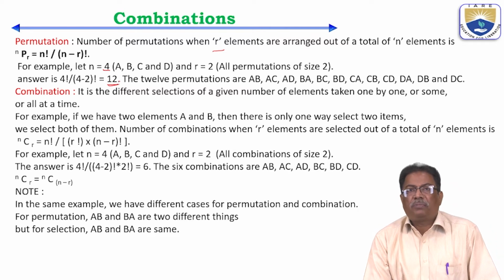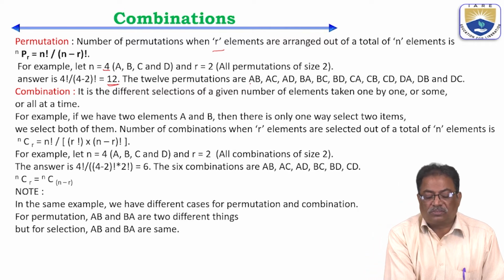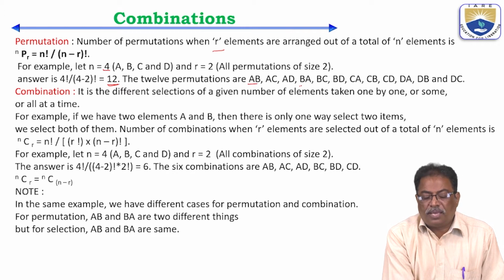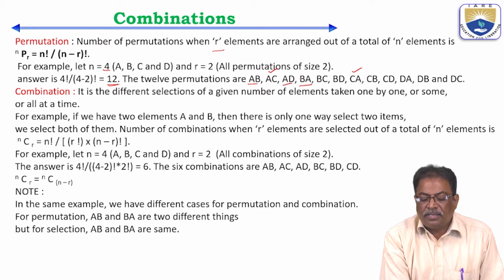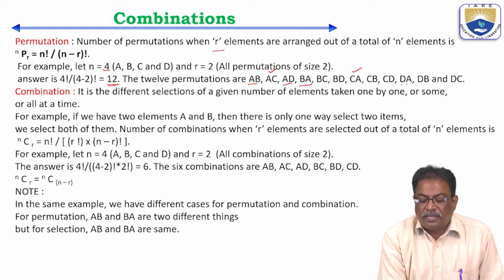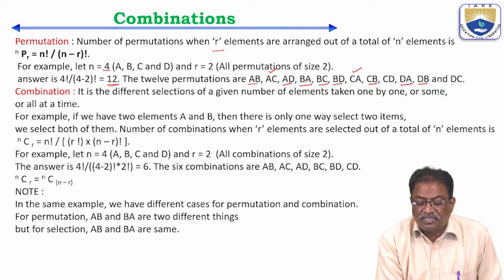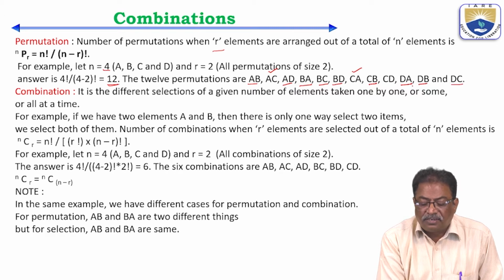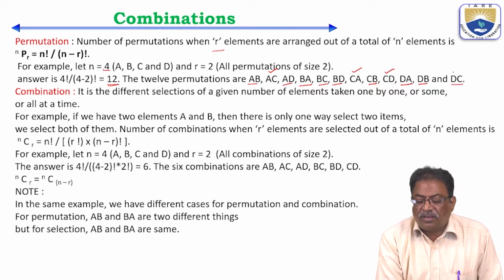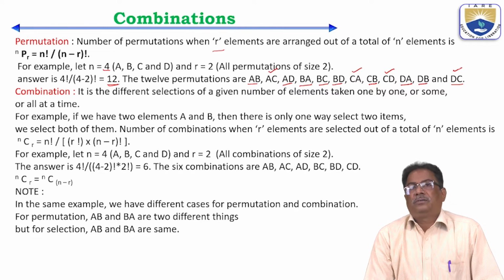So what are those 12 permutations? AB, BA, AC, CA, AD, DA, BC, CB, BD, DB, CD, and DC. These are the 12 different permutations we have.